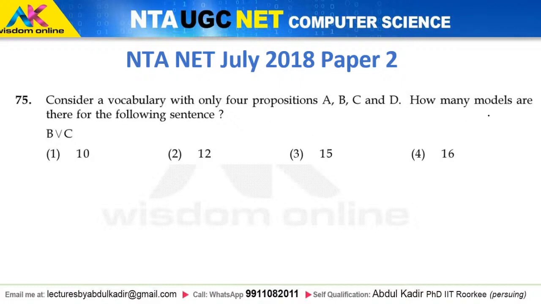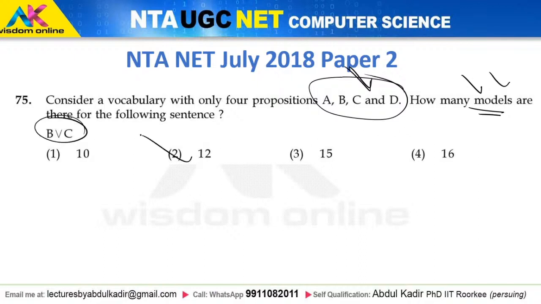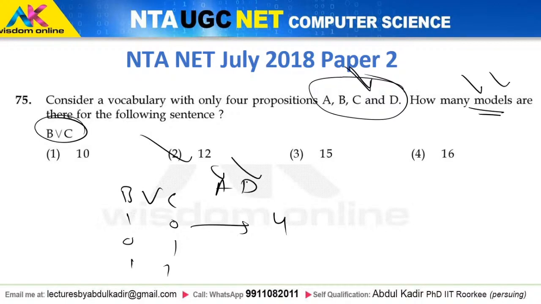In the NET exam, I don't know why these model questions are asked so frequently. You can see so far we have seen 3 questions on models. But anyway, you can very easily solve them. Focus on this: some students are not noticing that there are 4 propositions here, A, B, C, D, so 4 variables. Now he is asking how many models there are for B or C. The answer will be 12. B or C is true for either 1, 0 or 0, 1 or 1, 1. In this case, the total is 4 possibilities for each, because the variables A and D can take any value.